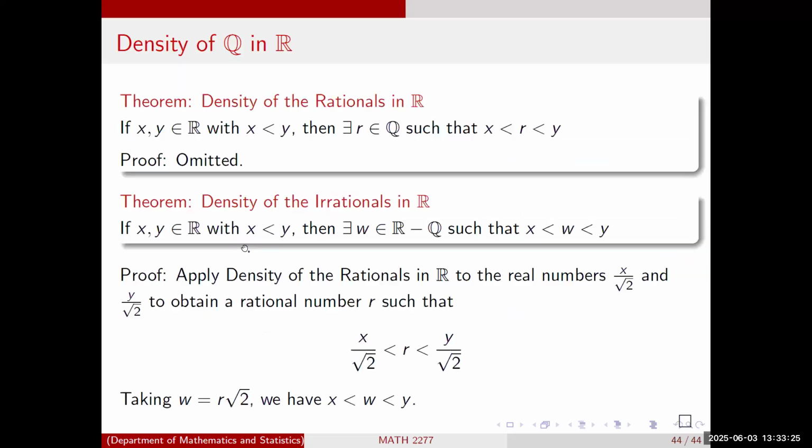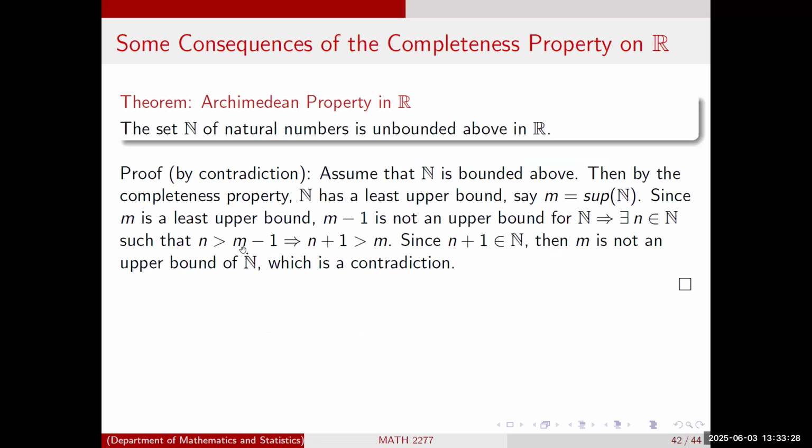So we just have three more slides, or one more thing that we need to discuss. I'll just introduce it now, but we'll cover it in our next class this week. The last thing in this section is the Archimedean property in R. All this says is that the set of natural numbers is unbounded above in R. It has no upper bound, right?